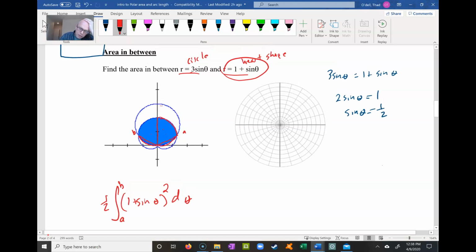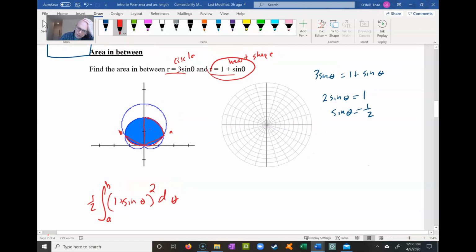So the first thing we need to know is what A and B are. And that's what I did over here. We know that the two functions have the same r at these two points. So what I did is I just set them equal to each other. 3 sine theta is equal to 1 plus sine theta. If I subtract sine theta from both sides, I get 2 sine theta equals 1. And then if I divide by 2, I get sine of theta is equal to 1/2.